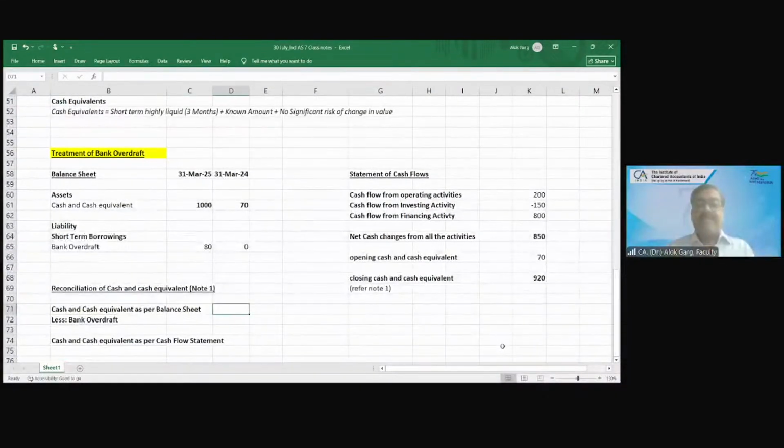So what is my cash and cash equivalent as per balance sheet? I have to give this reconciliation. Cash and cash equivalent as per balance sheet is 1,000. What is my bank overdraft? 80. And this will be my cash and cash equivalent as per cash flow statement. This is a kind of disclosure, a footnote to the statement of cash flows. A reconciliation is required to be given in the statement of cash flows.